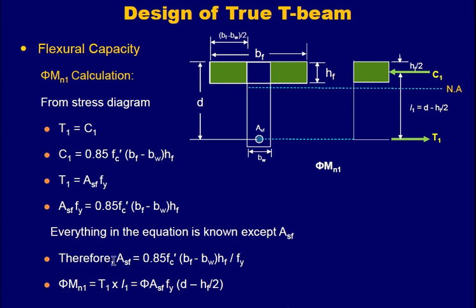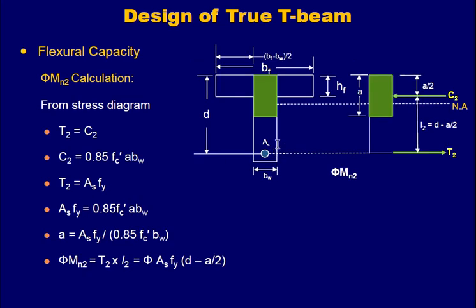Once you have found ASF, you can find phi Mn1, which is equal to T1 into L1, and L1 is equal to d minus a/2. Okay, you are using the flange, so d minus hf/2. You know that the height of the flange is hf and its centroid will be at the center. So this is a very simple equation: phi ASF Fy into (d minus hf)/2. So this portion was much easier, right?